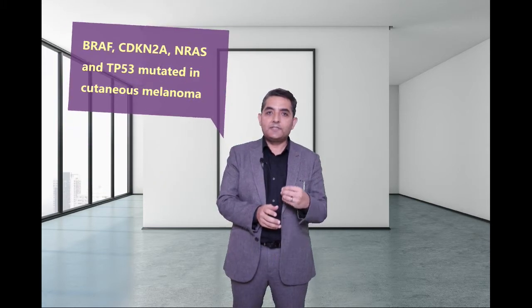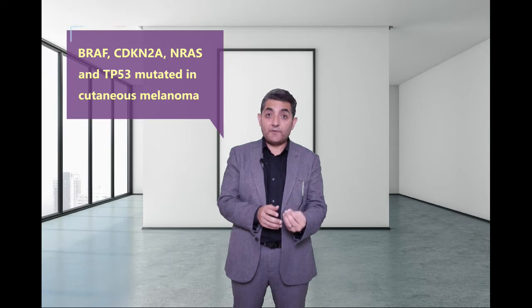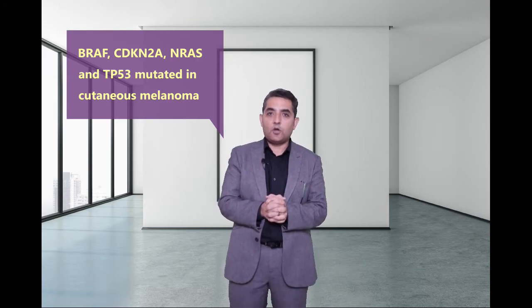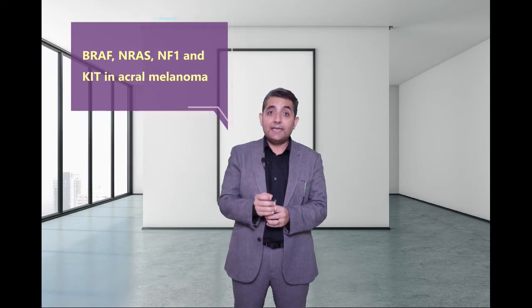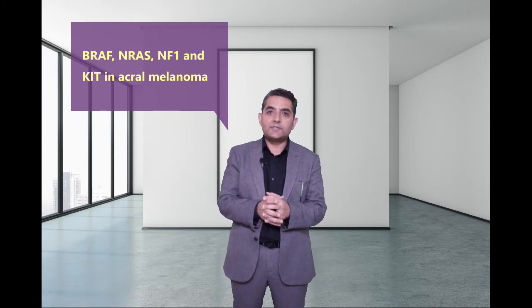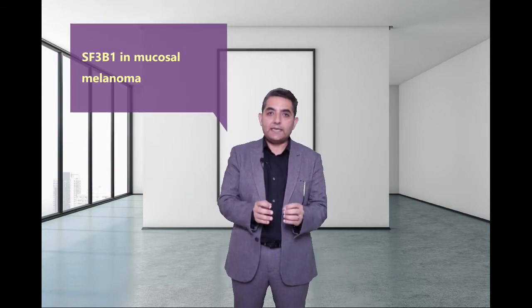The different melanoma subtypes are also associated with different mutational landscapes. BRAF, CDKN2A, NRAS and TP53 are commonly mutated in cutaneous melanoma. On the other hand, mutations in BRAF, NRAS, NF1 and KIT are commonly seen in acral melanoma, although with lower frequencies than cutaneous melanoma. And finally, mutations in SF3B1 are seen in mucosal melanoma. SMAD4 MH2 domain mutations are observed in about 10 to 35% of colorectal cancers, but not in melanoma.